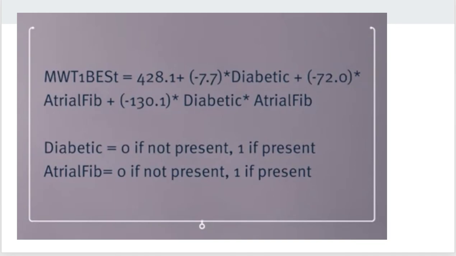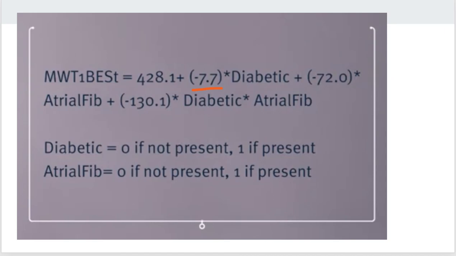And then this is the equation that we can come up with. The outcome equals the alpha plus the beta 1 times diabetes plus the beta 2 times atrial fib plus beta 3 times the interaction. Diabetes equals 0 if not present and 1 if present. It's the same for atrial fib.